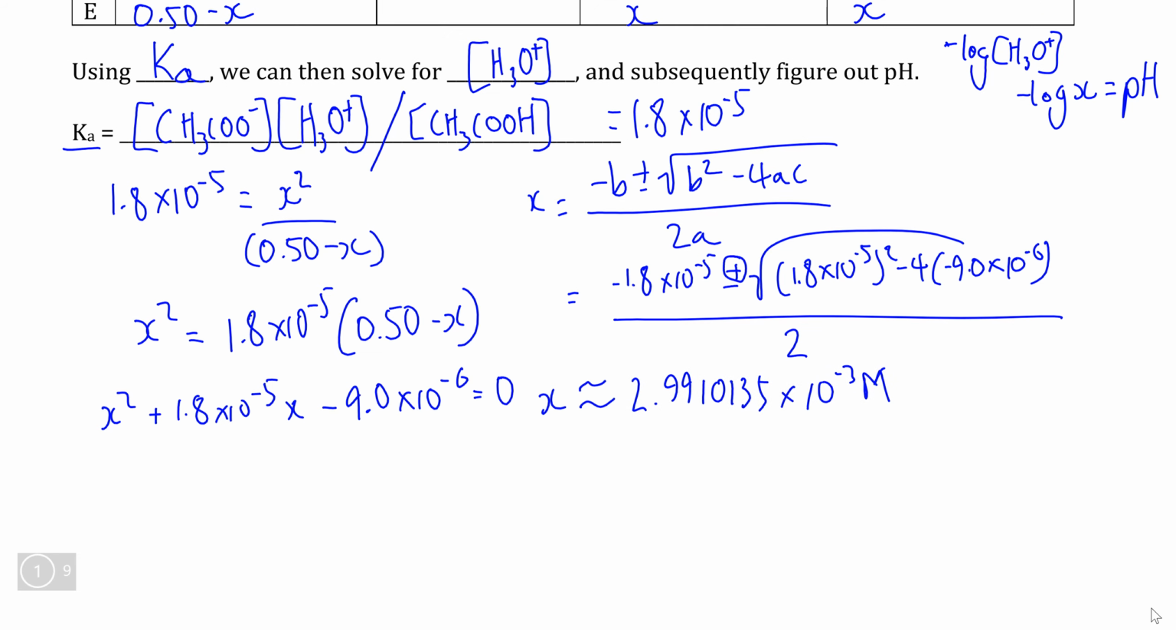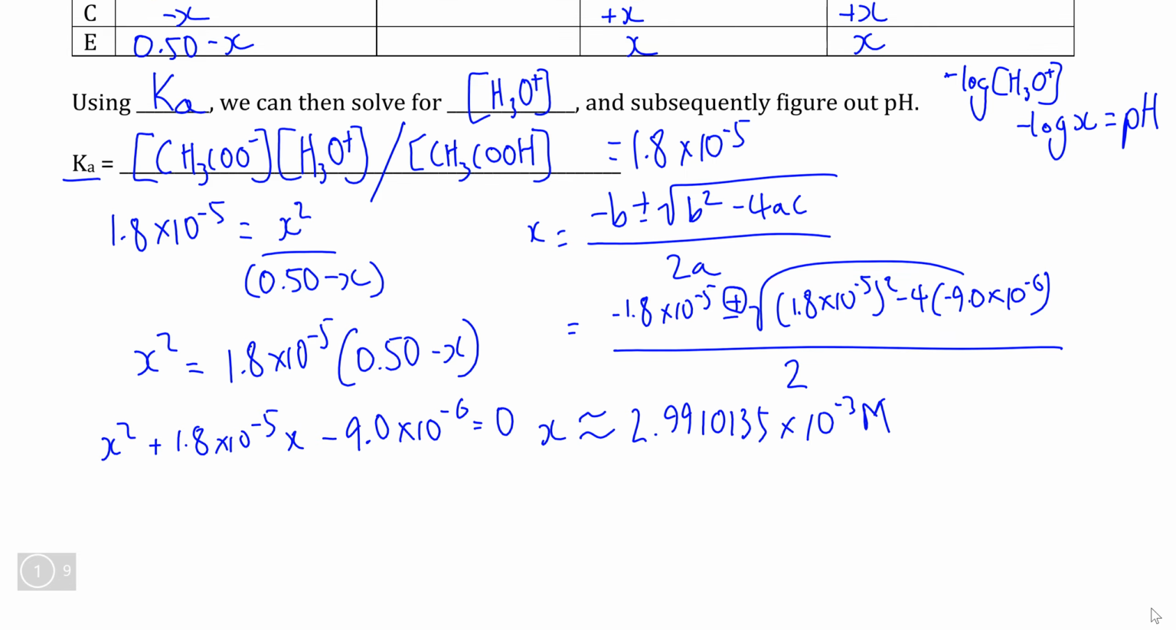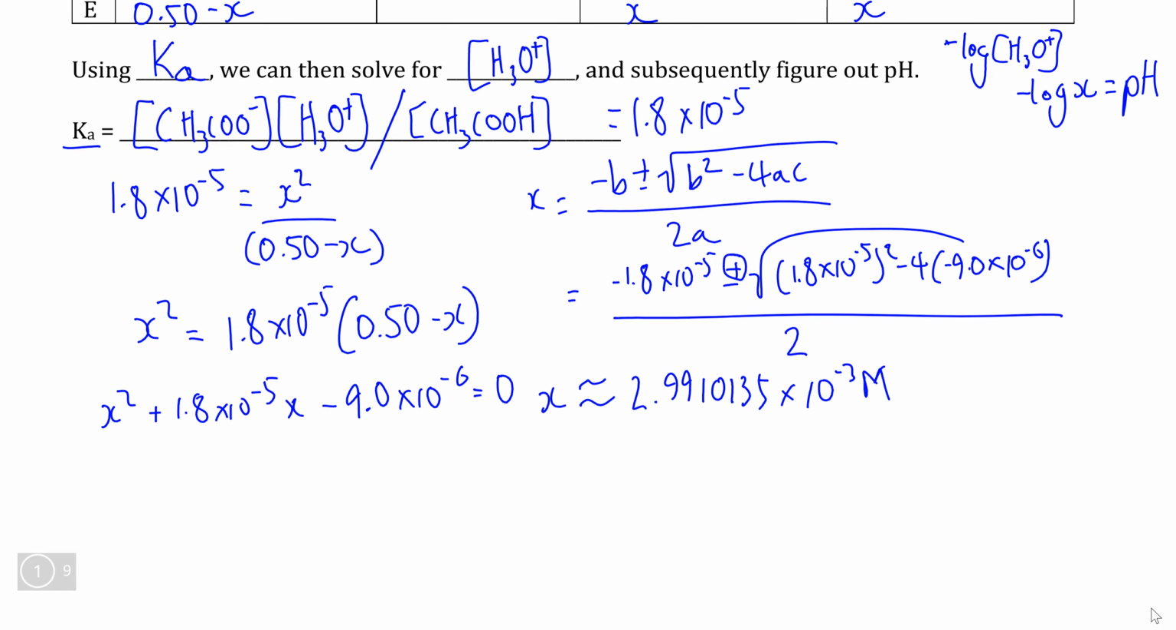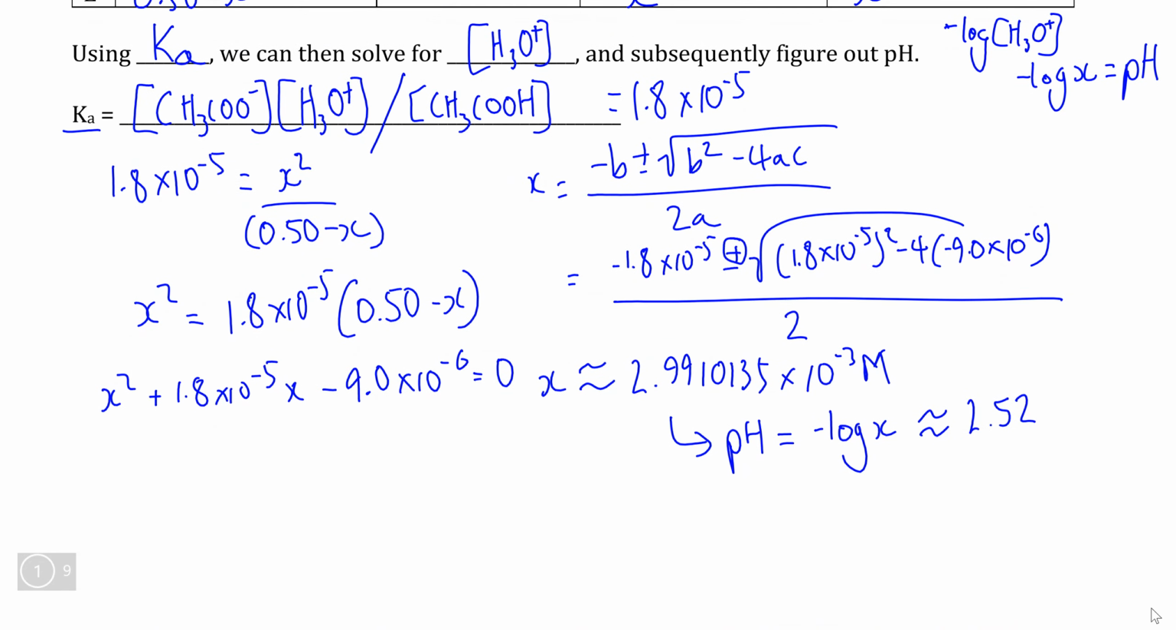Now, if this is x, that means that we have found our concentration of H3O+, which means if we want to solve for pH, we simply need to do the negative log of x, and if we do that, our pH value comes out to approximately 2.52, and if we check significant digits, then we have only 2 significant digits here, which means that we can round this to 2.5.